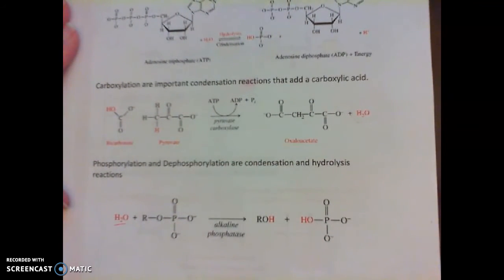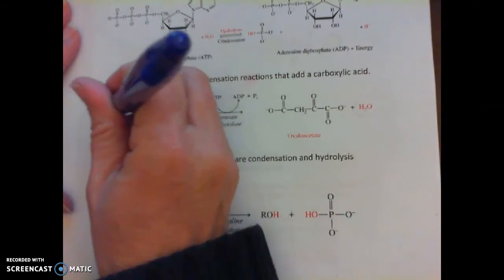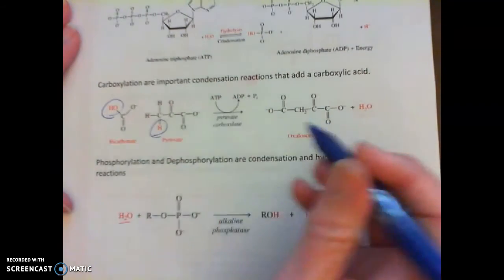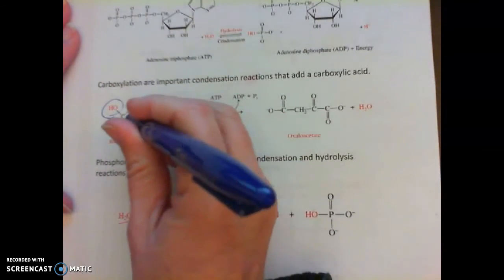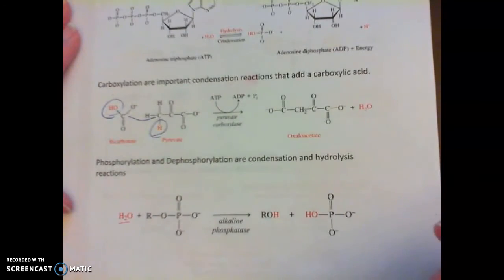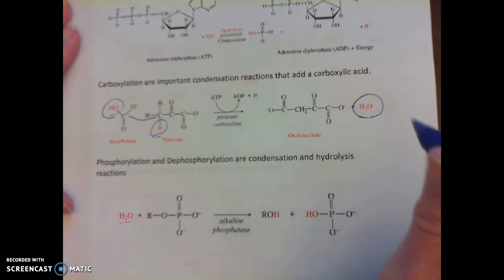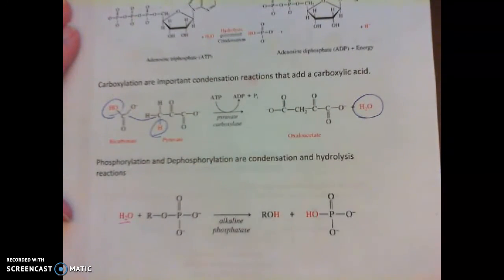Carboxylation is an important condensation reaction that adds carboxylic acid. And here we've got bicarbonate with the hydroxy group and pyruvate with the hydrogen. It loses this hydrogen and a new bond is formed between the two carbons. And we end up producing water, so that makes it a condensation reaction. And we've taken two things and made one, also condensation.